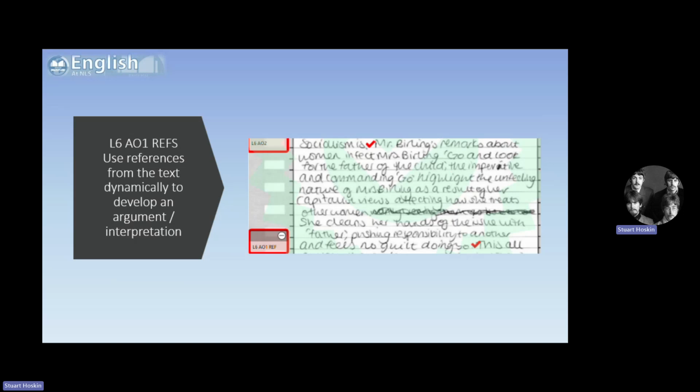Now, once again, notice how the go then develops into cleaning her hands of the issue. She shows she's unfeeling, and it's as a result of her capitalist views. And then it takes us further in with a second piece of evidence to develop that idea of her cleaning her hands of the issue afterwards.